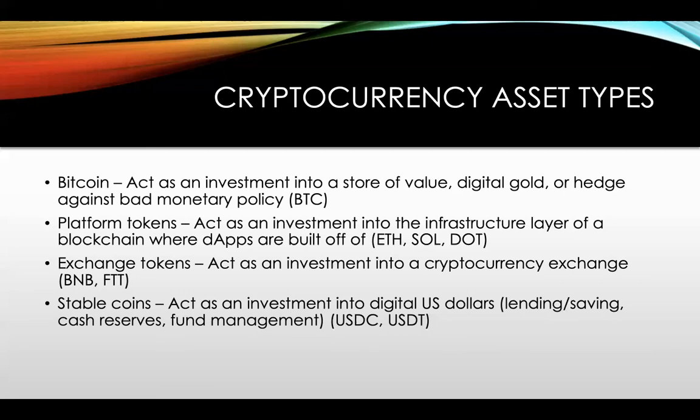And then lastly, we have stablecoins. You can think of these as digital dollars, because that's basically what they are. The reason it's called a stablecoin is because its value remains stable through time. So it's pegged to the US dollar. So one USD Coin, for instance, which is a cryptocurrency, is worth $1 US.